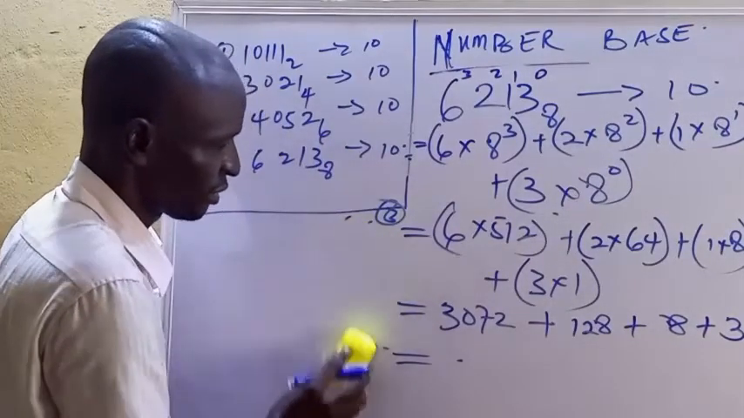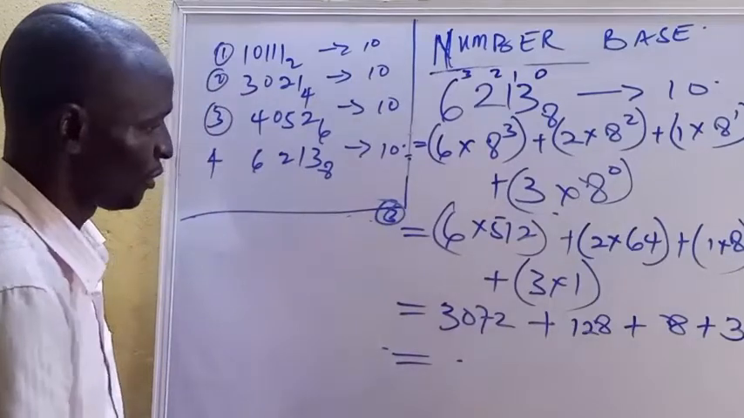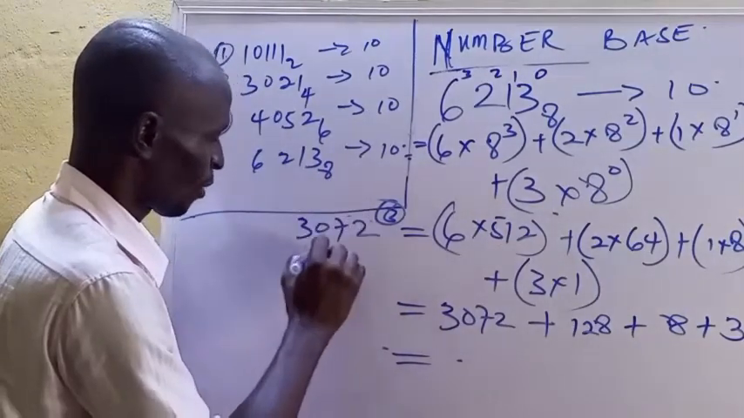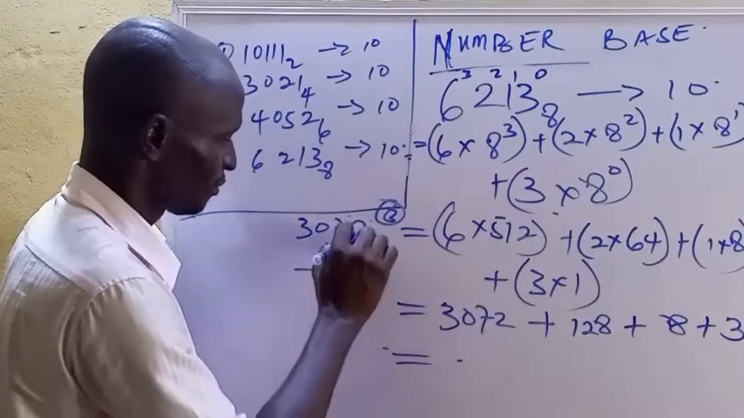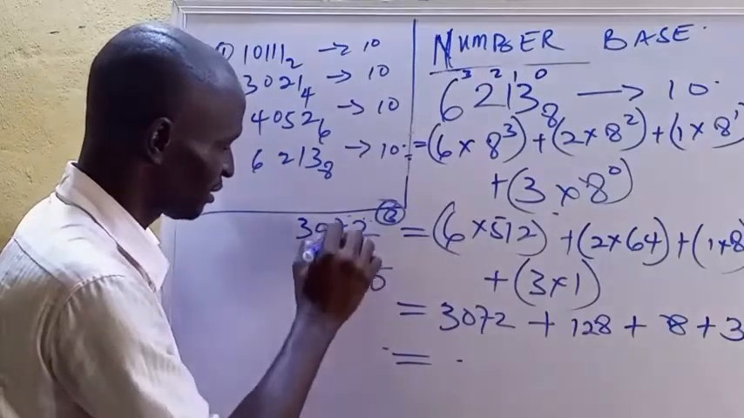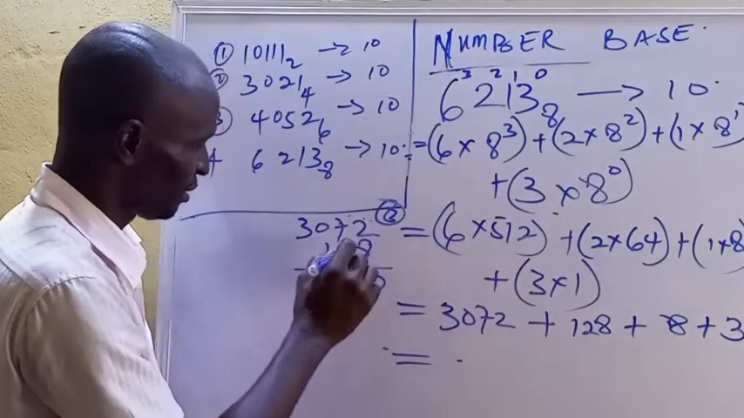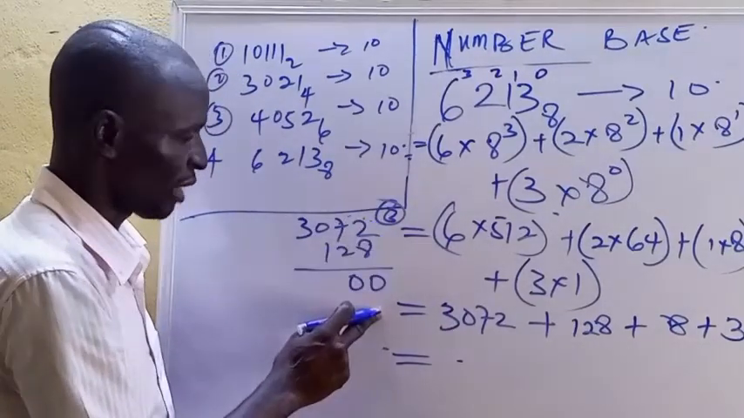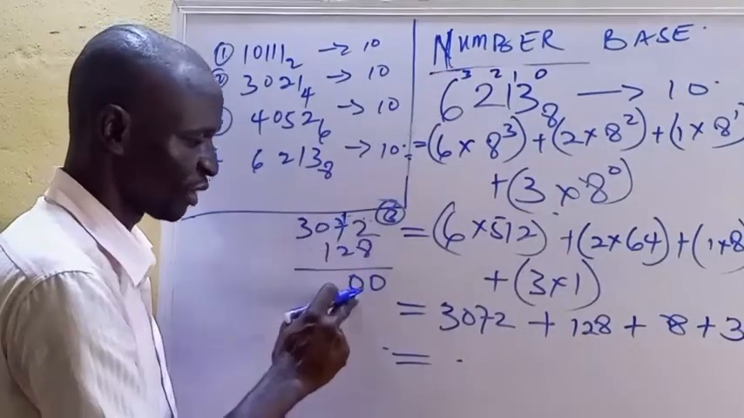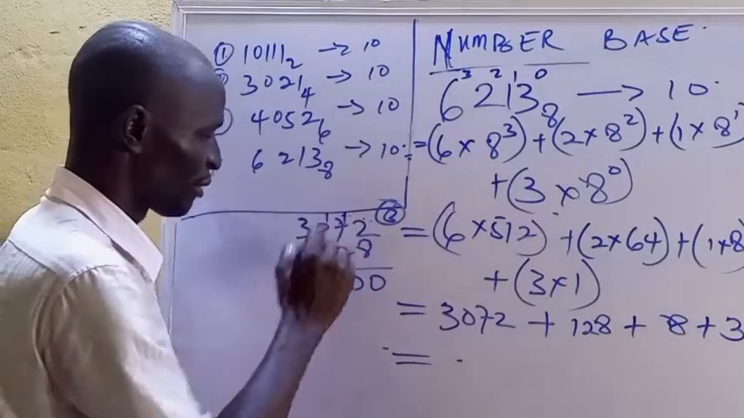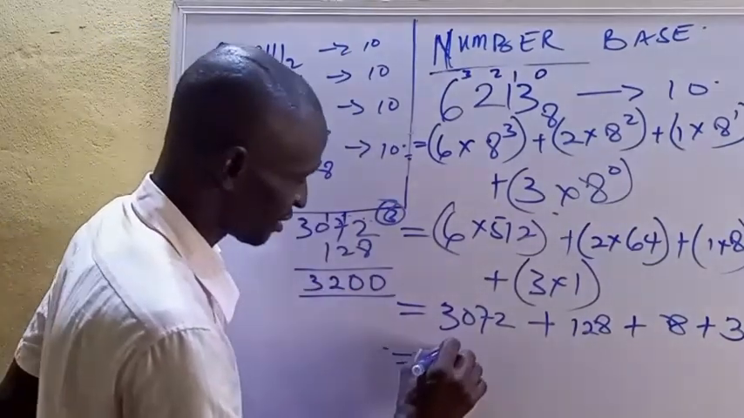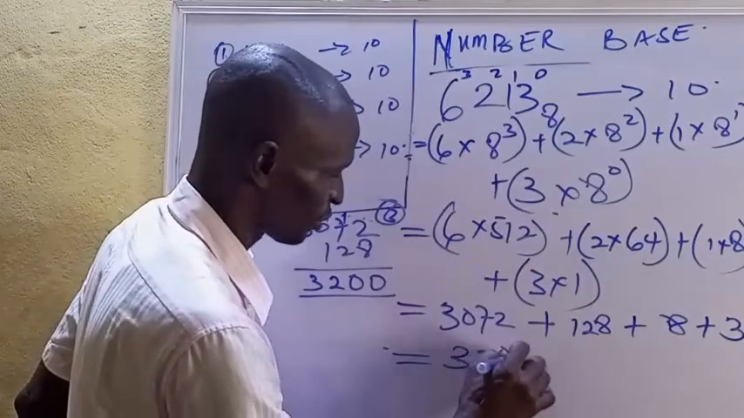So that we can now sum everything up. This will be 3072 plus 128. 8 plus 2, that's 10. 7 plus 2 plus 1 is 10. We have 1, I'm bringing 1 here. 1 plus 7 is 8. 8 plus 2 again is 10. We have 1, I'm bringing it here. It becomes 2. And here is 3. That's 3200.